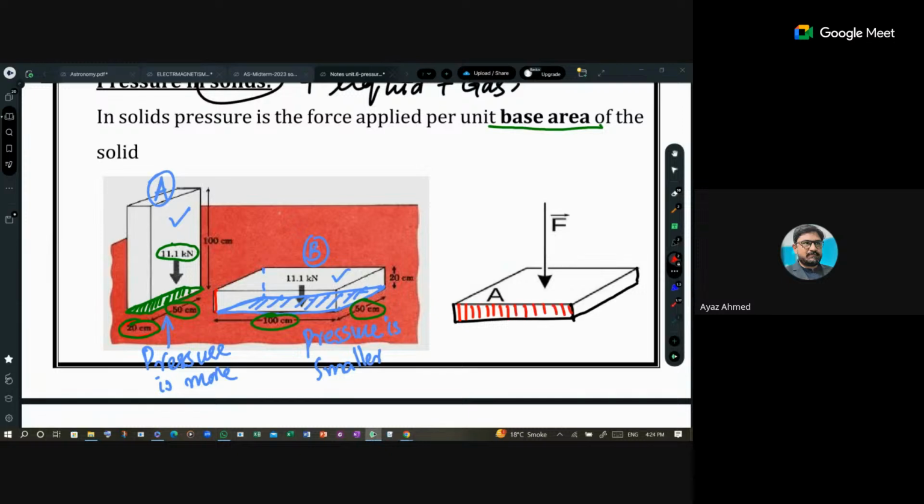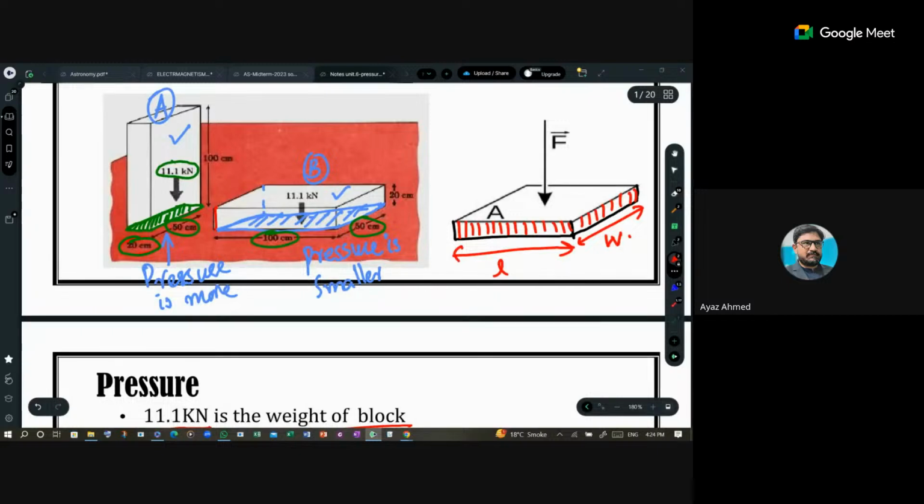So if I say that F is the force and A is the area, area means this length and this width. Then basically, if length and width are greater, I mean the area is greater, pressure would decrease if I keep the force constant.